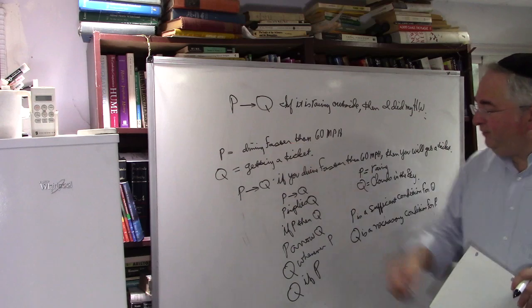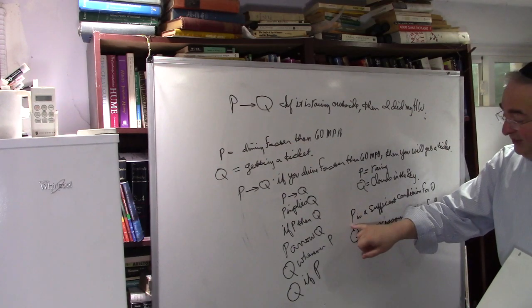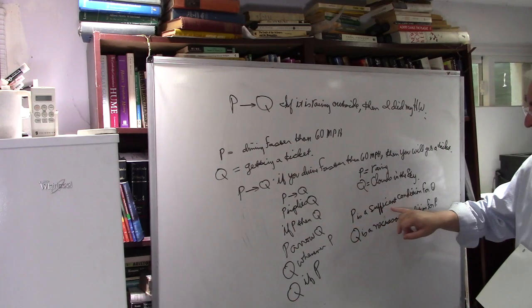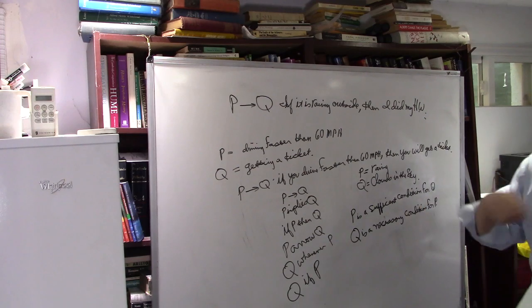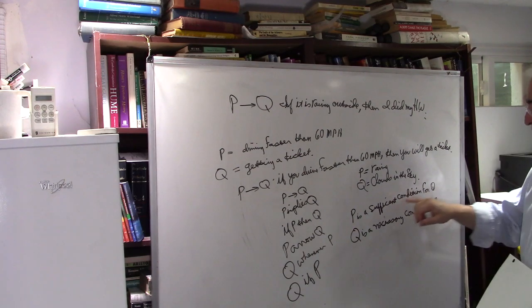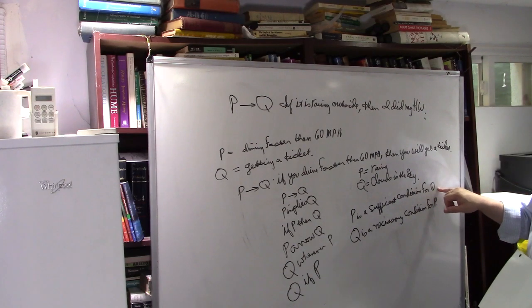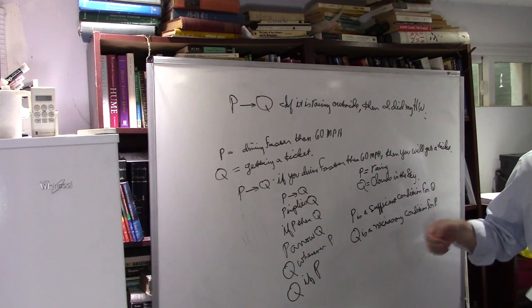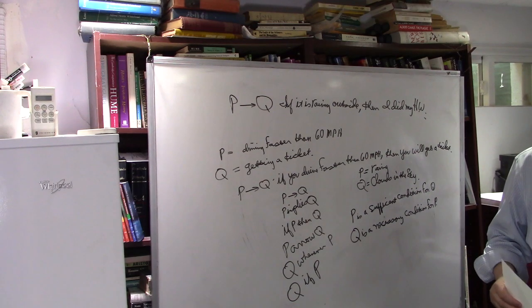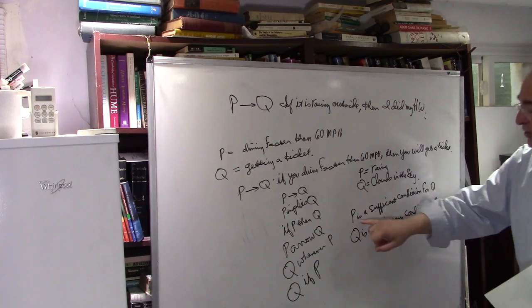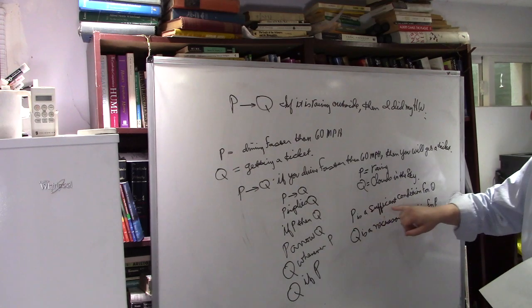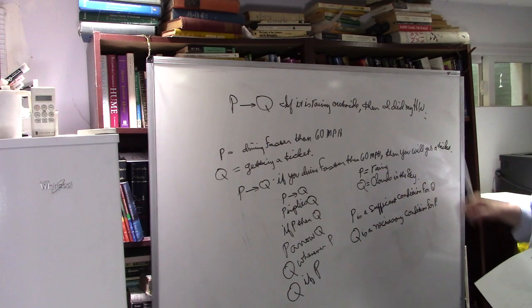So let's talk about driving. Driving faster than 60 miles an hour is a sufficient condition, that means you will get a ticket. It's sufficient for you to get a ticket. It's enough for you to get a ticket. Sufficient means enough. You cleaned up your room sufficiently. Driving 60 miles an hour is a sufficient condition for getting a ticket.